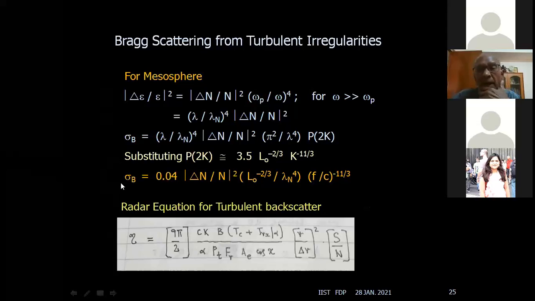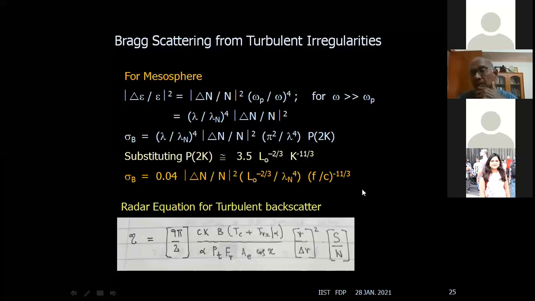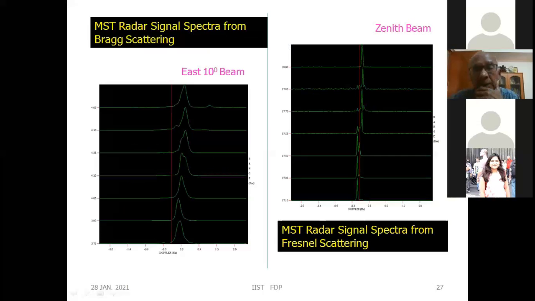At 50 megahertz, you will get a very weak signal, but you can still detect it if it is a very high power radar. But if you use a frequency like 2 megahertz or so, then you will be able to detect it even with a very low power radar. That is your medium frequency radar. A 2 megahertz simple radar can also get the signals from the mesosphere. So these are the signals that you see.